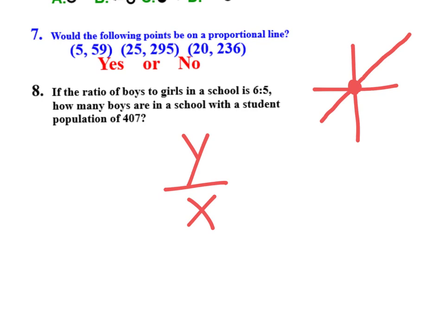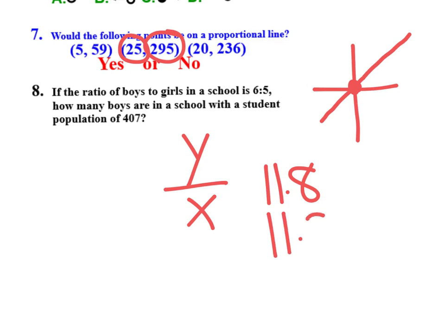So I'm going to take 59 in that first problem, and I'm going to divide it by 5. 59 divided by 5 is 11.8. Keep track of that for a moment, because I'm going to do 295 divided by 25. I'm getting those numbers, the y divided by the x, and I get 11.8. So those two are proportional. If the last one is, we have a proportion.